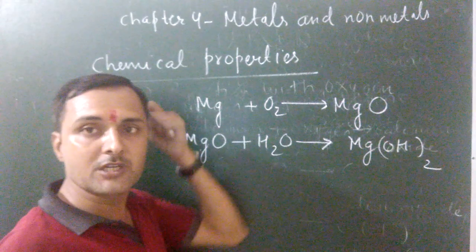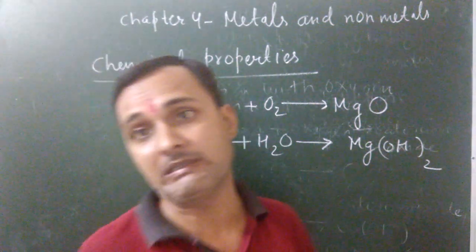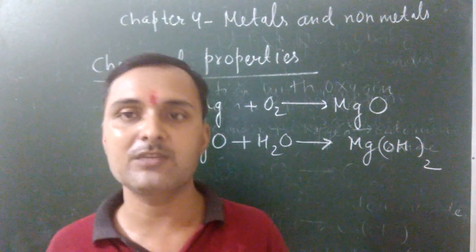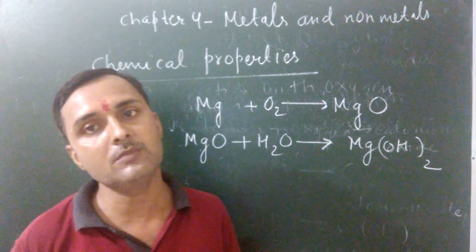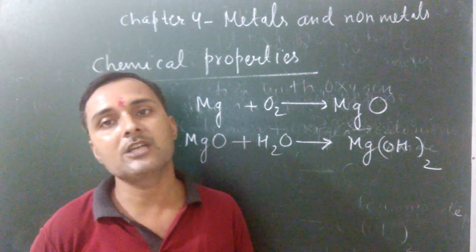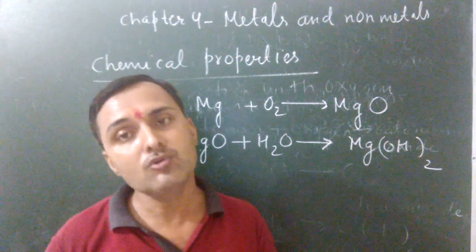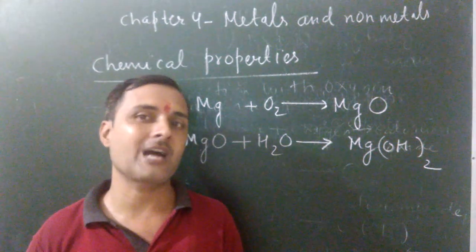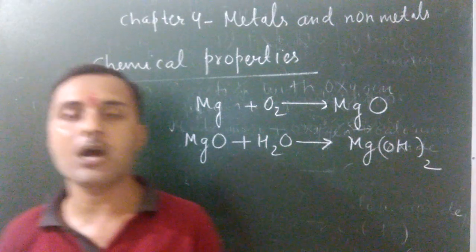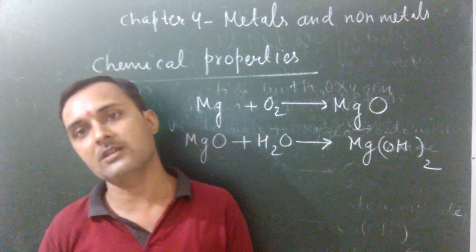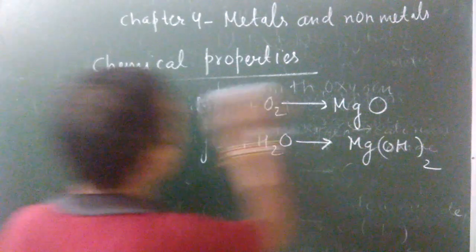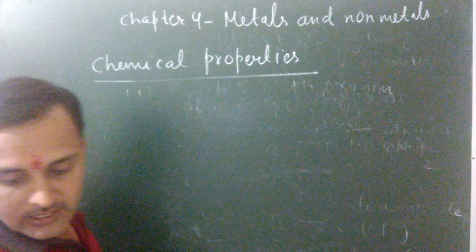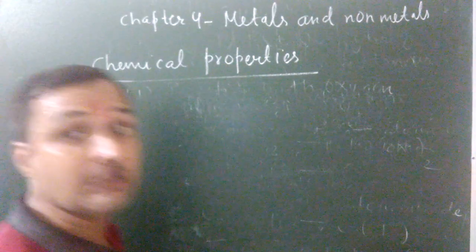The two non-metals given in your book are sulfur and carbon. The three metals given in your book, you have to read well: reaction of oxygen with sodium, with calcium, and with what? Magnesium. And the two non-metals given in your class 8 science book are carbon and sulfur. You have to read there how carbon and sulfur combine with oxygen and what the product is. So, reaction of oxygen with non-metals. You can see it in the book, page number 43.